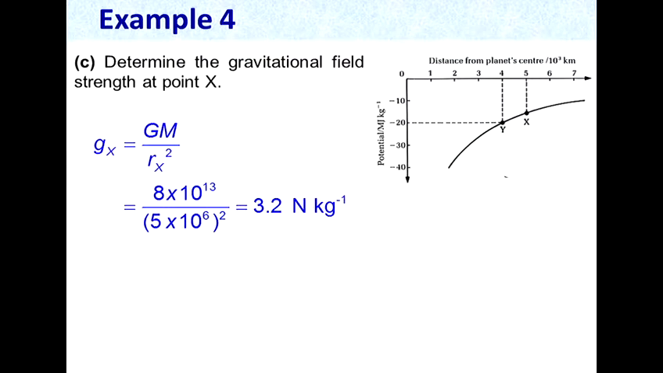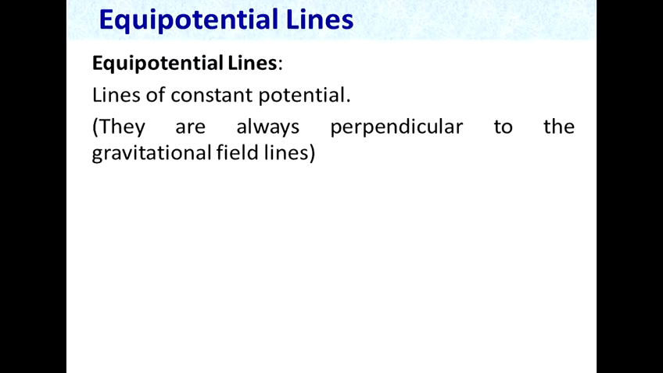All done? Okay, we talk about equipotential lines. What are equipotential lines? They're lines of constant potential, meaning that along an equipotential line, the potential at every single point along that line must be the same. And equipotential lines are always perpendicular to the gravitational field lines.